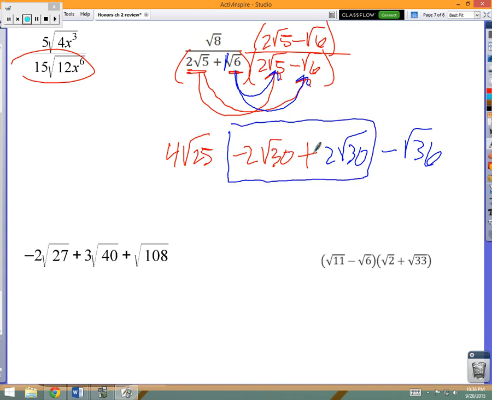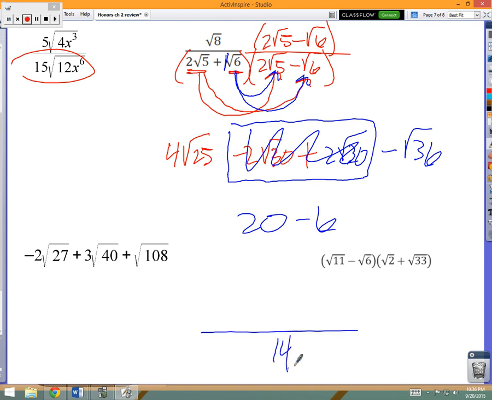And because you chose the conjugate, this will always happen. Your center terms are opposites. Negative 2 square roots of 30, positive 2 square roots of 30, that's nothing. Square root of 25 is 5. 4 times 5 is 20. Negative square root of 36, that is negative 6. 20 minus 6, on the bottom we've got 14. A nice whole number.